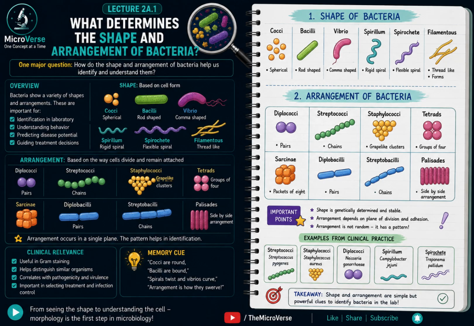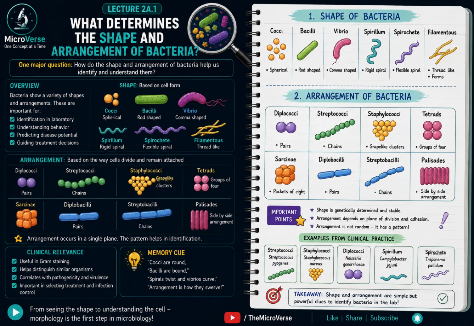So today's question was, what determines the shape and arrangement of a bacteria? Bacteria occur in characteristic forms such as cocci, bacilli, vibrio, spirilla, and spirochetes. Their cells may then form characteristic arrangements such as pairs, chains, clusters, tetrads, packets, and palisades. Together, these morphological features provide important clues for bacterial identification.